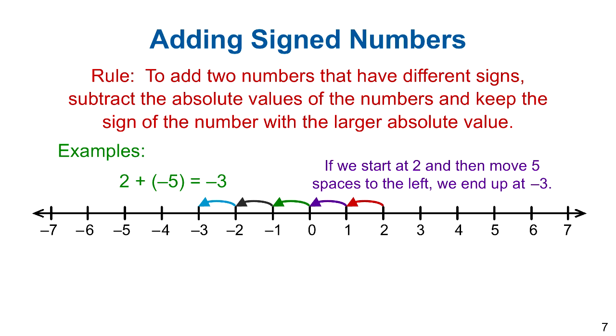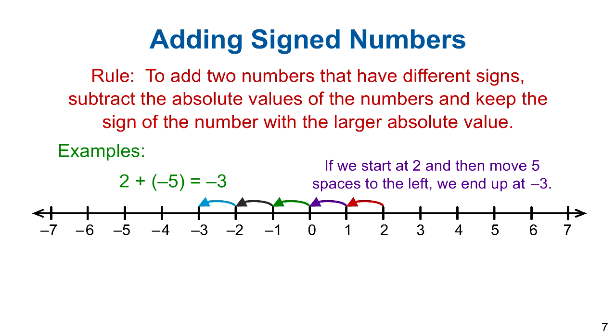To add two numbers that have different signs, you can subtract the absolute values of the numbers and then keep the sign of the number with the larger absolute value. For example, to add 2 plus -5, you could begin by noting that the absolute value of 2 is 2, the absolute value of -5 is 5, and 5 minus 2 is equal to 3. Then, since 5 is larger than 2, and since the 5 has a negative sign, we will make the answer negative.